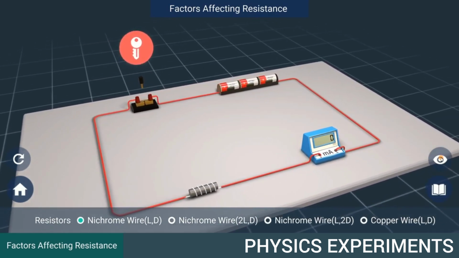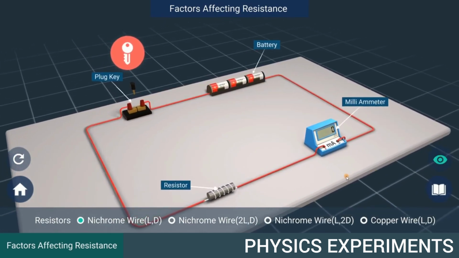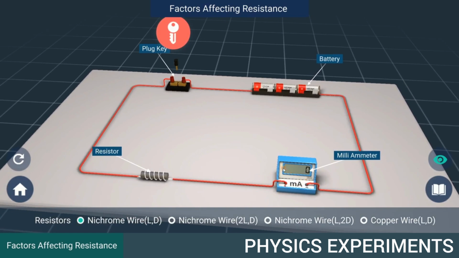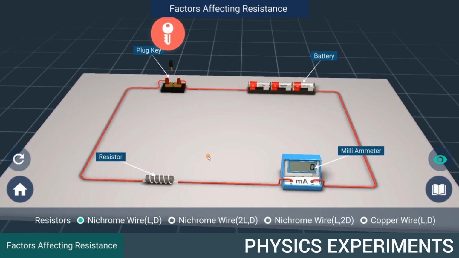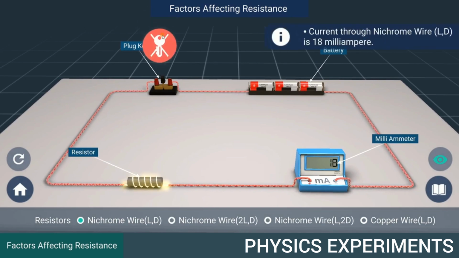We have a circuit connected to a battery, plug key, milliammeter, and a resistor in series. A resistor of nichrome wire with a unit length L and a unit diameter D is connected in the circuit. Insert the plug key and observe. We see that 18 milliampere current is flowing through the resistor.